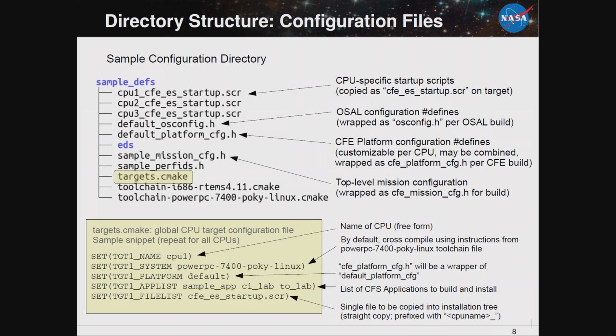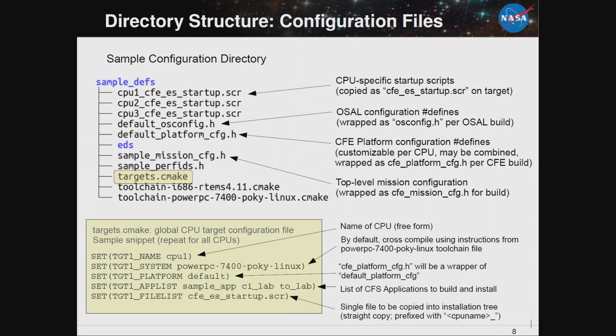To give a little more detail about what's in that directory, it's basically all the things that you would typically edit for your particular mission deployment. You've got the startup scripts for each of the CPUs. You've got the OS config files for your various platforms that you're using, as well as the platform config file.